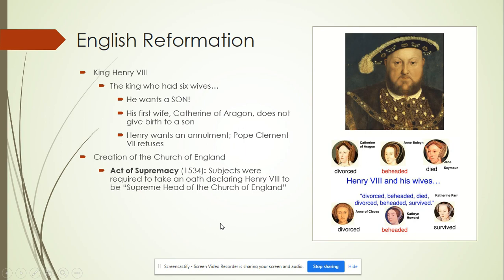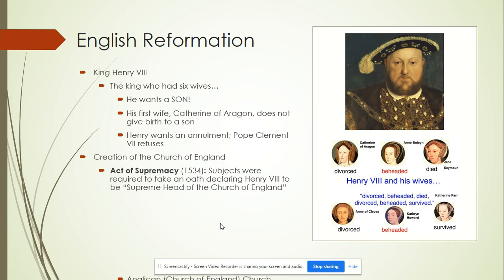In the Act of Supremacy of 1534, subjects were required to take an oath declaring him, Henry VIII, to be the supreme head of the Church of England, replacing papal authority over England with the authority of the monarchy. And this is still the way it is today, at least in law. In practice, in England, as you guys probably know, the monarchy are essentially just figureheads. They don't really have any real political power, but Queen Elizabeth is the head of the Church of England today. The royal family is the head of the Church of England today.